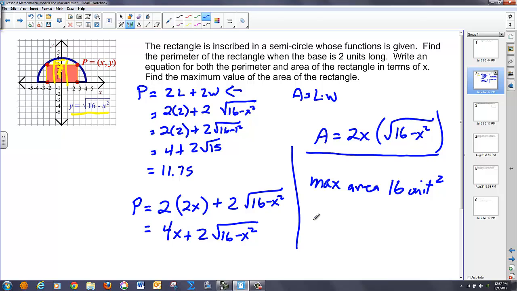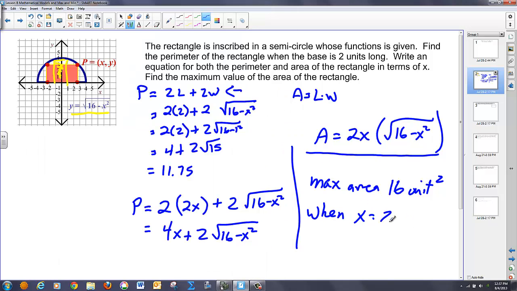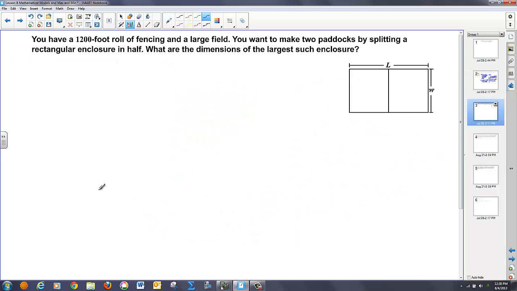And that maximum value occurs when I have an x value of, let's go back to the graph again, 2.83, let's round it. Okay? So we actually answered 4 questions within that one problem. Again, this is pretty complex. You're going to have to read carefully, have a little bit of geometric knowledge in your belt, and pull that out and use it. So here's the next problem.